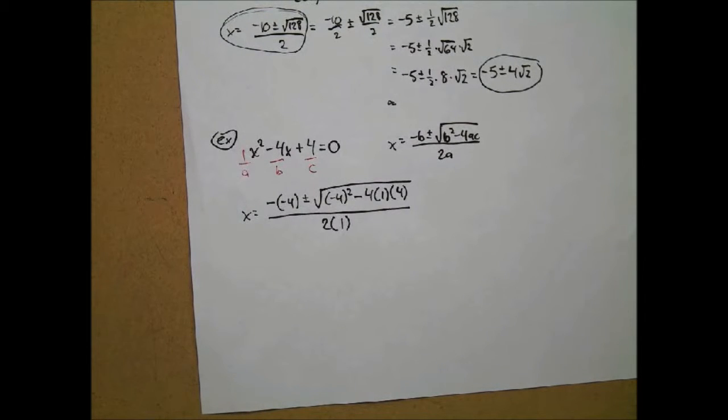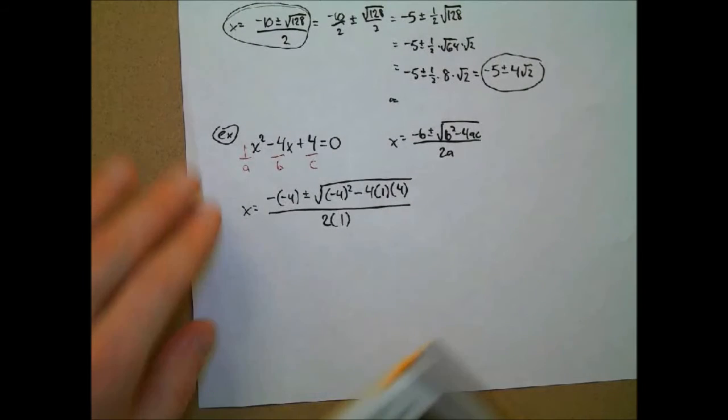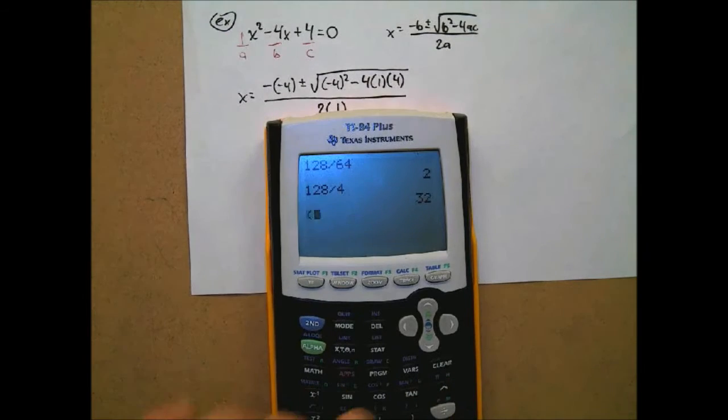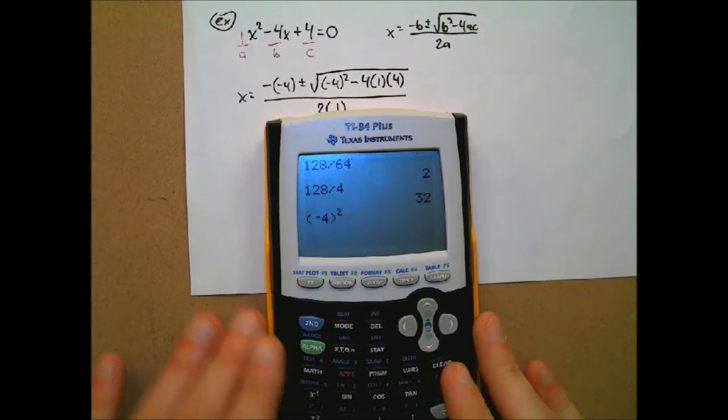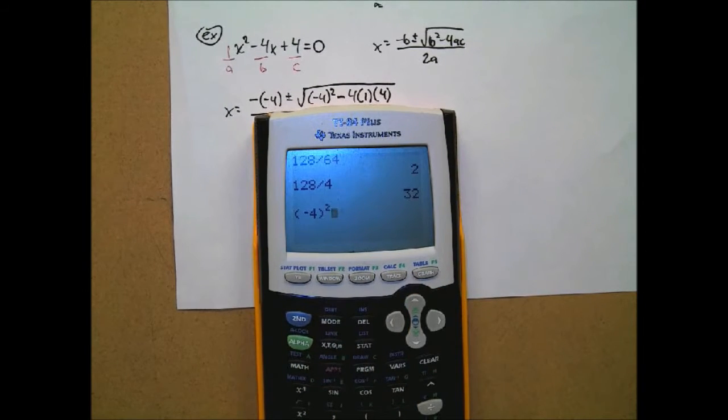All right, first step. We're going to simplify some of this using our calculator. Which part are we going to simplify using our calculator? Yes, the thing under the square root, the discriminant. We're going to simplify the discriminant. So type it in. Negative 4 squared minus 4 times 1 times 4. Just like that. See it? Yeah? Hit enter.